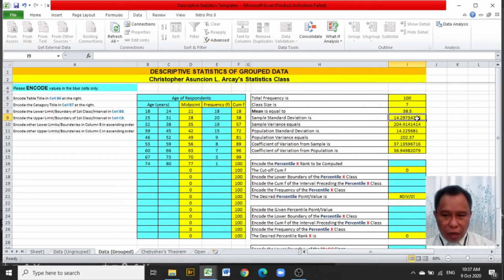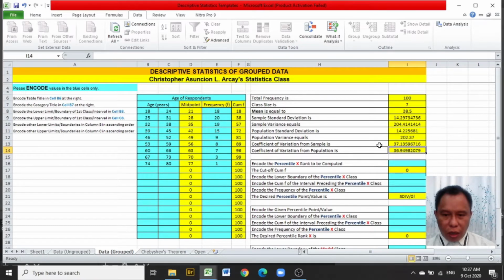The sample standard deviation is here computed. The sample variance, which is the square of the sample standard deviation, is computed. The population standard deviation is computed. Notice that the population standard deviation differs slightly from the sample standard deviation. The population variance and the coefficient of variation from sample are also computed. The coefficient of variation from population is also computed.